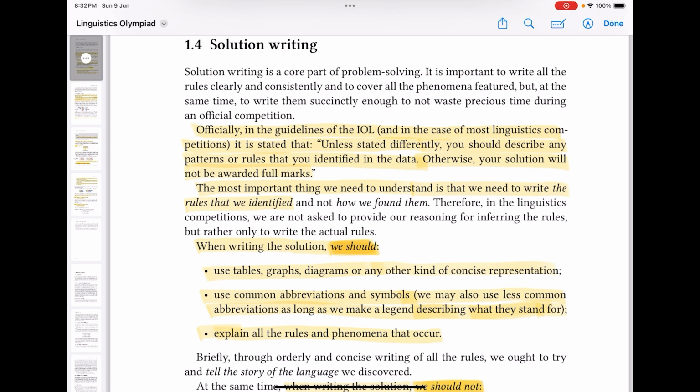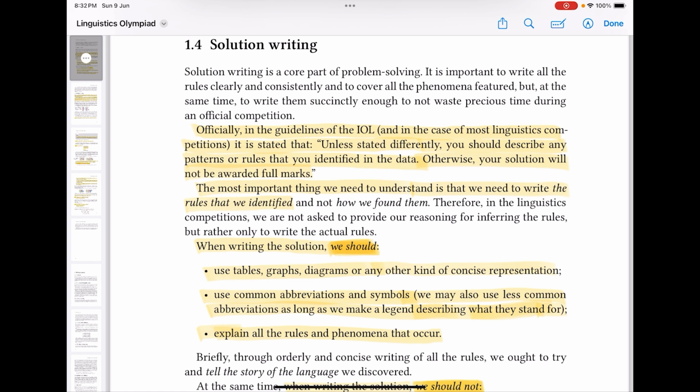Today we'll be covering solution writing, because solution writing in Linguistics Olympiad is the most important part. It's the actual linguistics part that you're writing on the paper. In Linguistics Olympiad you'll probably score more points writing the solution itself rather than the tasks you had been assigned, as I talked about in the previous video. So let's follow the book and see what it has to tell us.